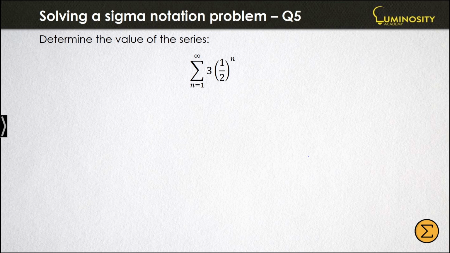Let's have a look at solving a sigma notation problem, question 5. Let's determine the value of the following series: the sum from n equals 1 all the way to infinity of 3 times a half to the power n. So now the upper bound is saying infinity.